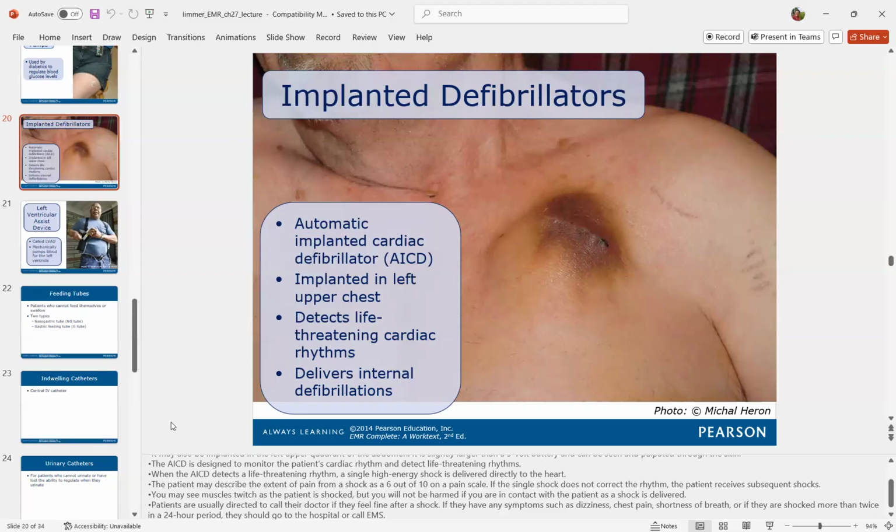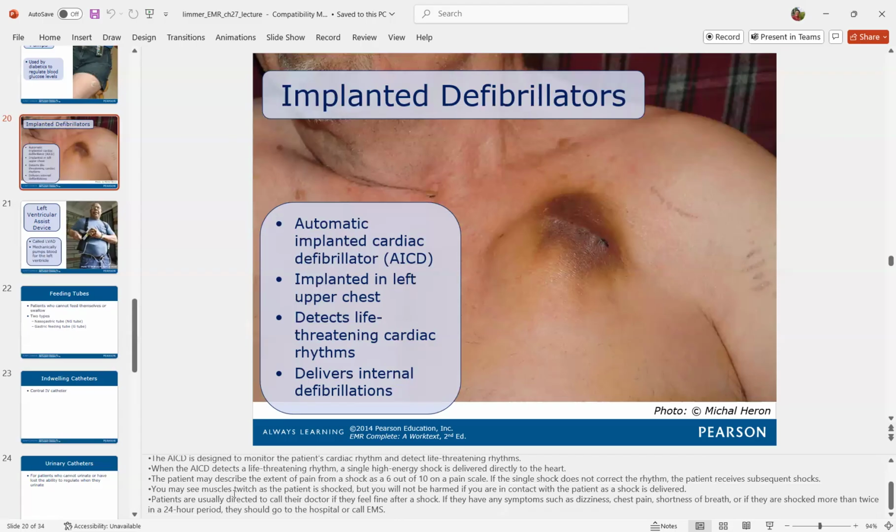Patients usually are directed to call their doctors if they feel fine after a shock. If they have symptoms like dizziness, chest pain, shortness of breath, or they're shocked more than twice in a 24-hour period, usually they have to go in to the hospital or call 911 and go get checked out.